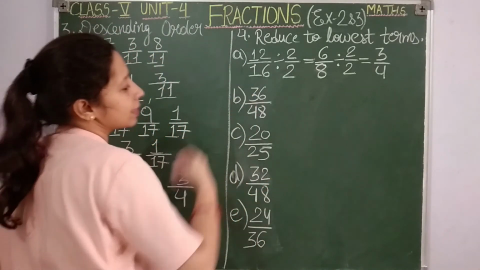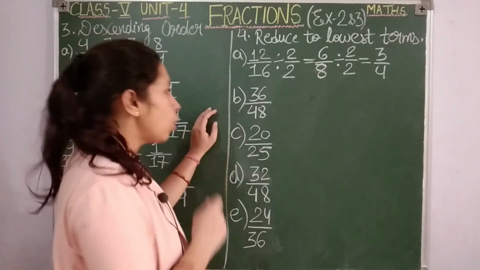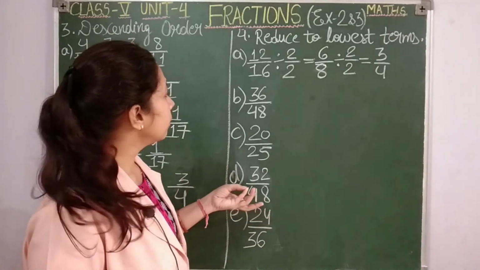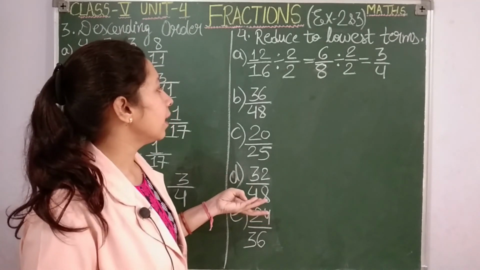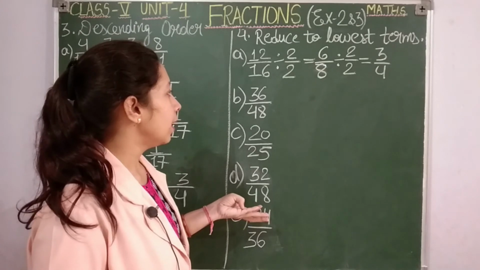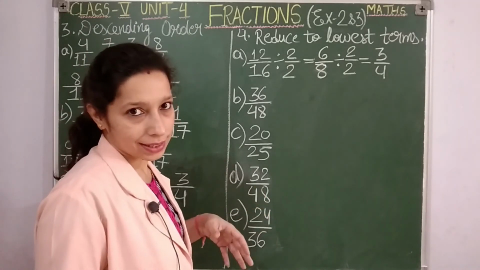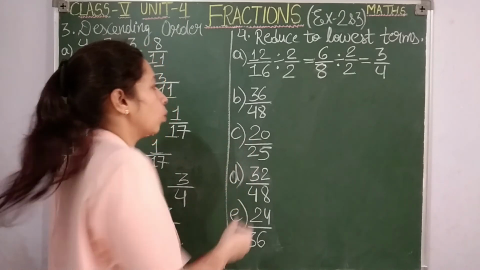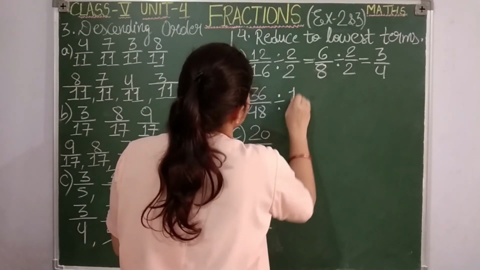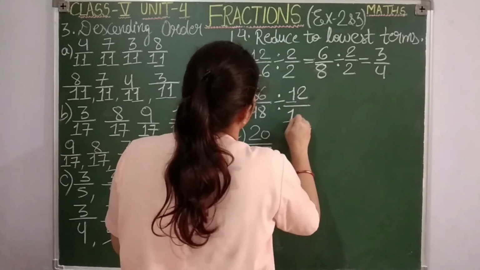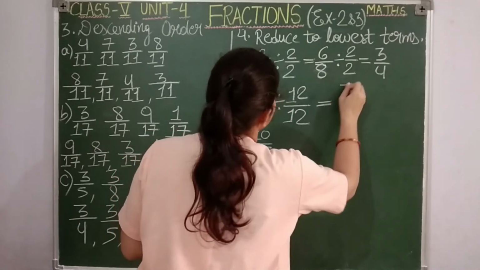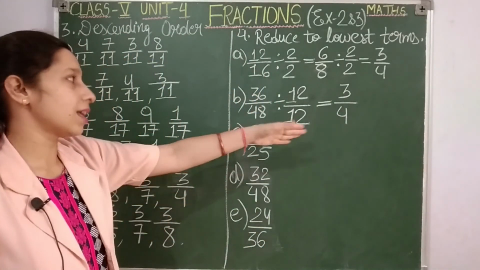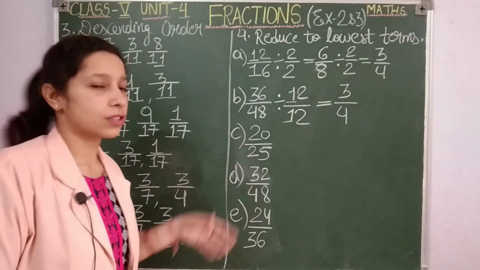Okay, let us see 36 and 48. Many common factors are there for 36 and 48, right? 2, then 3, they will also come in 4's table, then in 6's table. Many common factors are there, but I know the highest common factor by which I can divide both 36 and 48. So directly I am dividing with 12. Okay students, so what will I get? 12 threes are 36, 12 fours are 48. I got 3 by 4. This is the lowest term for 36 by 48.